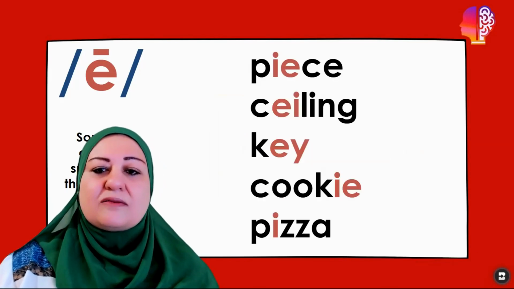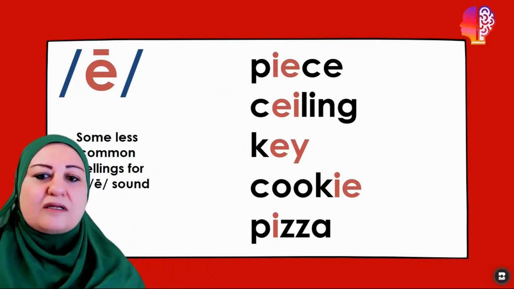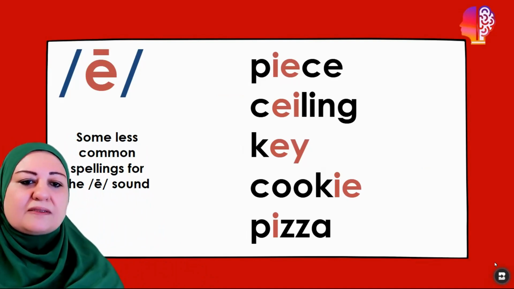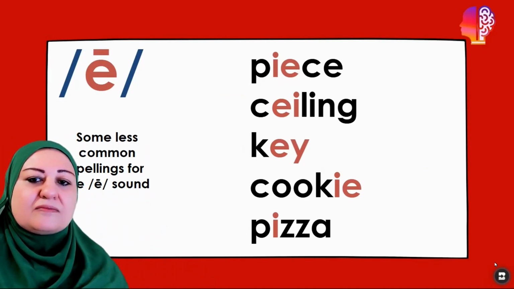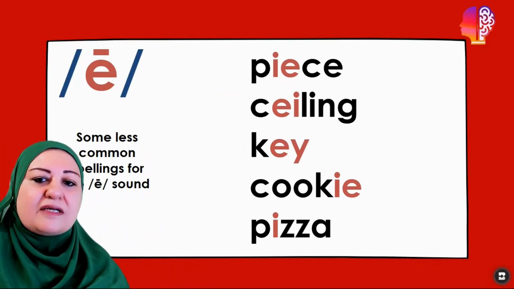The long E sound could also be represented in these combinations. The IE, a vowel team, as in the word peace, okay? Peace, here the IE together makes the long E sound, peace. Or the EI, as in the word ceiling, ceiling.